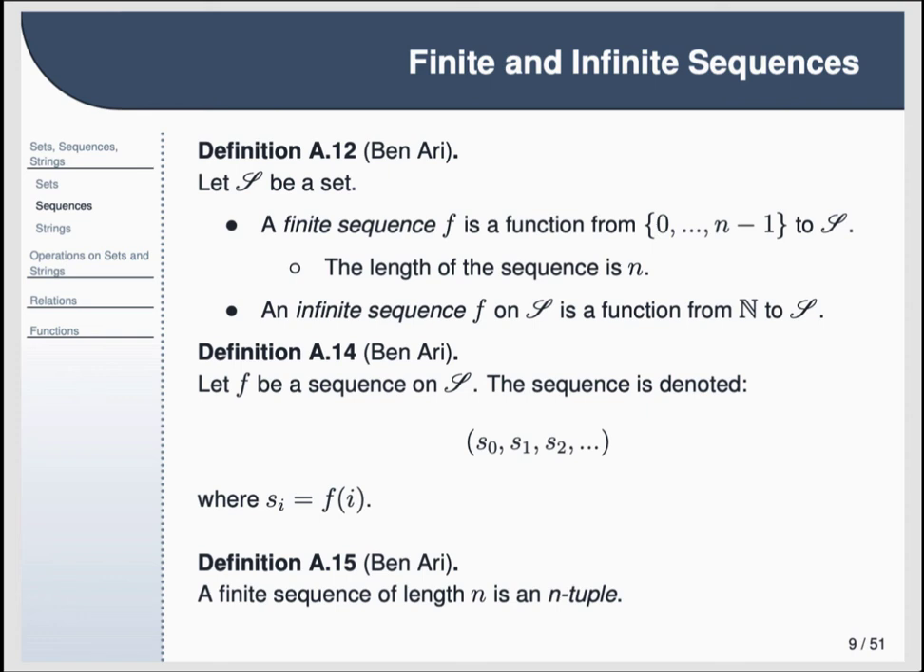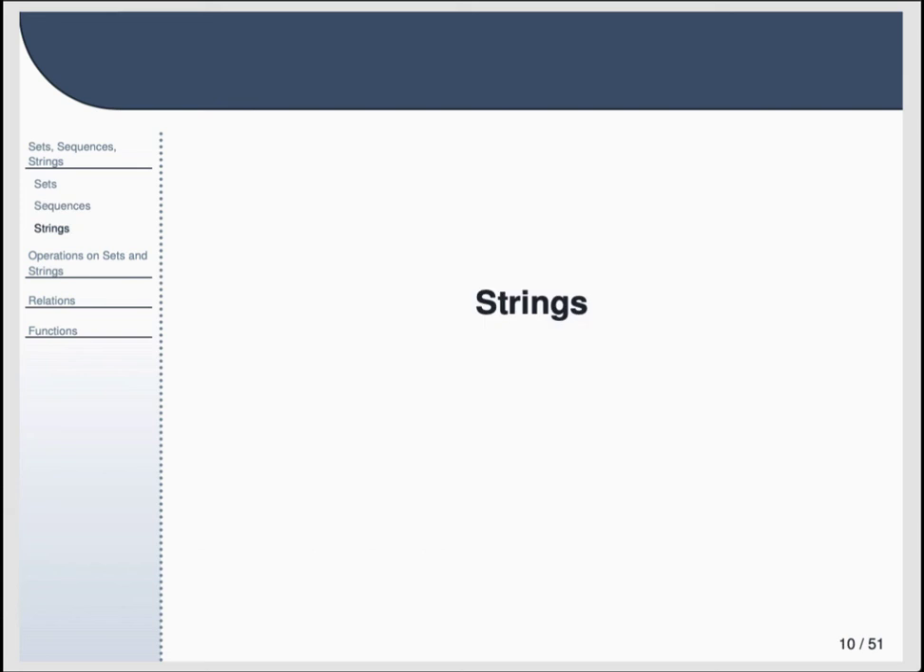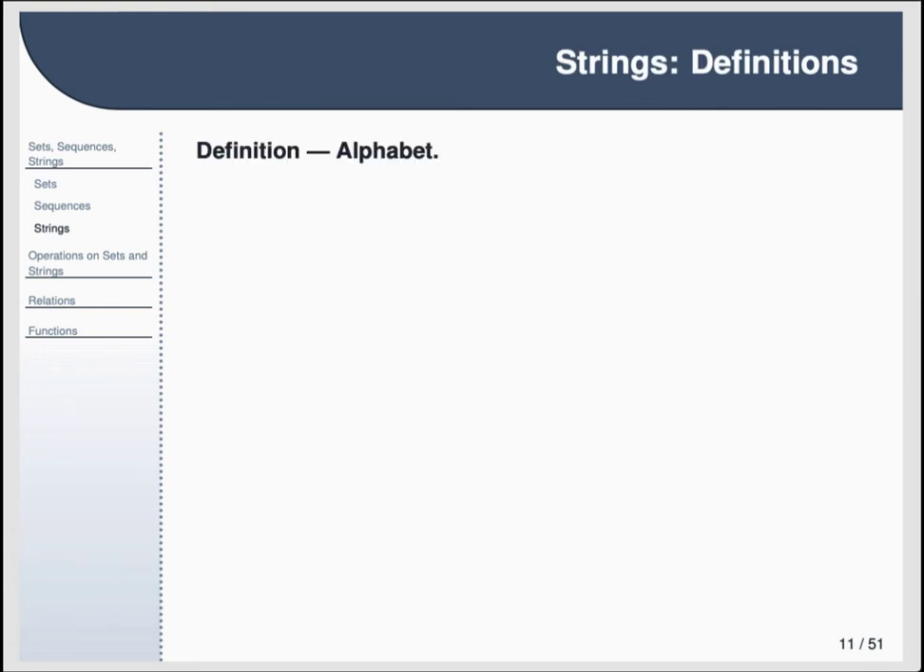Okay, so now lastly, we'll introduce an object that, as I mentioned previously, may be new, and this is a string. It's something that is of great importance in our work in Foundations of Computer Science. And in order to define it, we first have to define an alphabet. But this is a very simple definition.